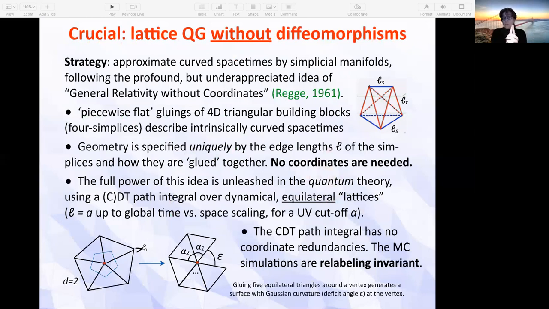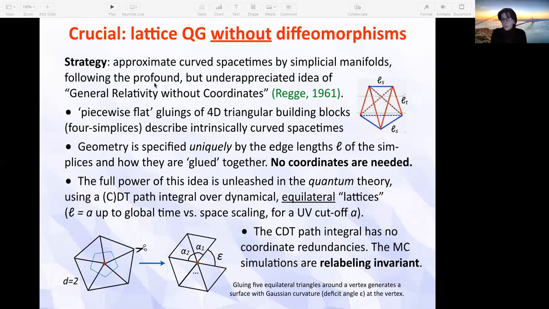Now, very importantly, let me spend a couple of minutes on how diffeomorphisms are treated. It was already implicit in what I said, really: this setup that Regge came up with in 1961, in the context of trying to solve the Einstein equation numerically, describing a classical evolution, is very, very powerful when it comes to setting up a non-perturbative path integral.